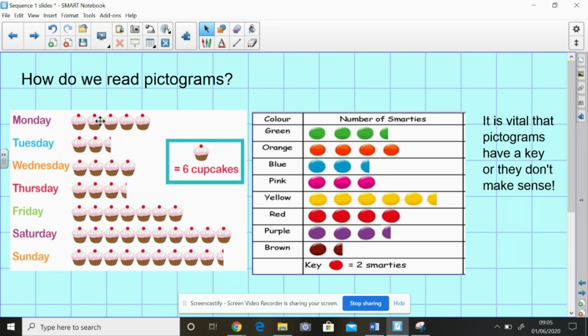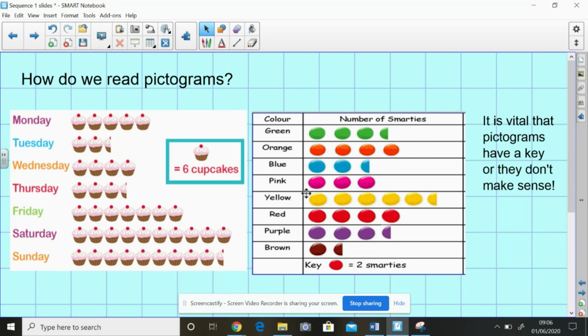Let's do one more. Let's go all the way to Friday. So on Friday, you can see that there are 1, 2, 3, 4, 5, 6, 7. 7 cupcakes eaten on Friday. The answer would not be 7 because if you look at the key, 1 cupcake represents 6. So each of these cupcakes is 6. So you might want to use a multiplication here. 6 multiplied by 7, and the answer would be 42. 42 cupcakes were eaten on Friday.